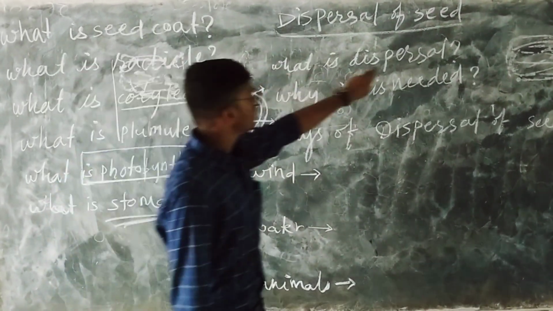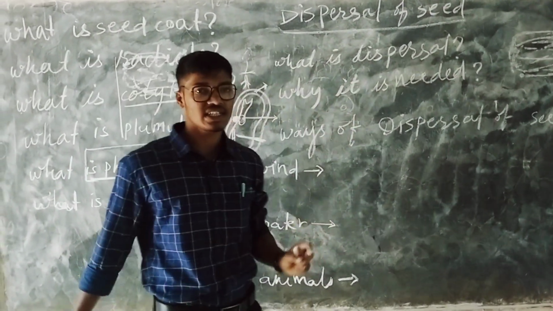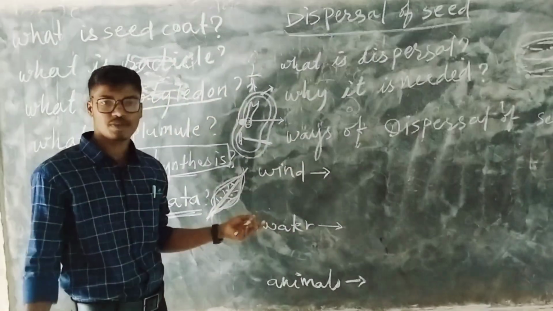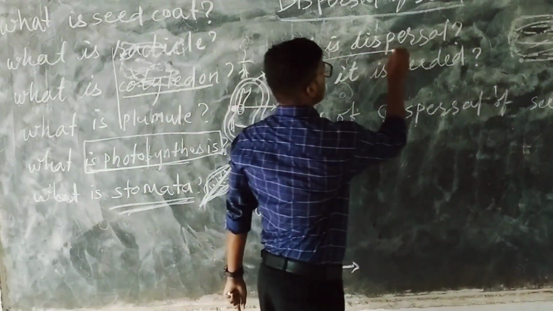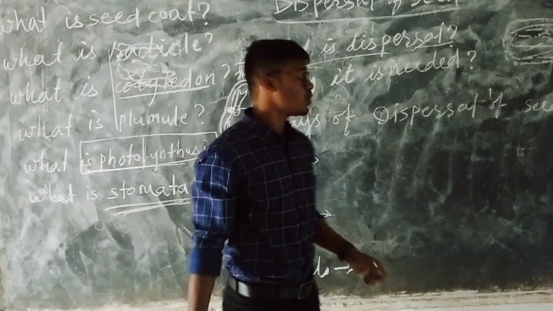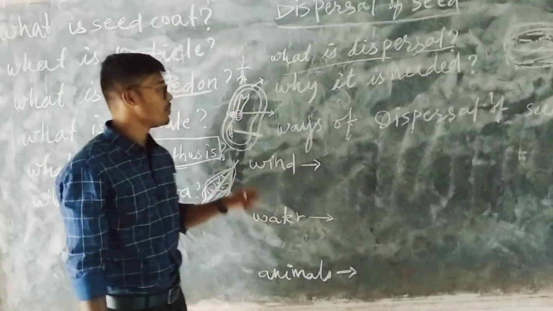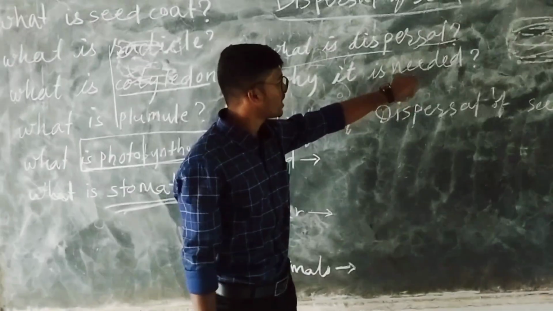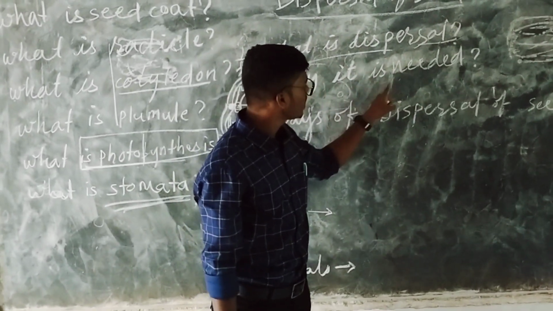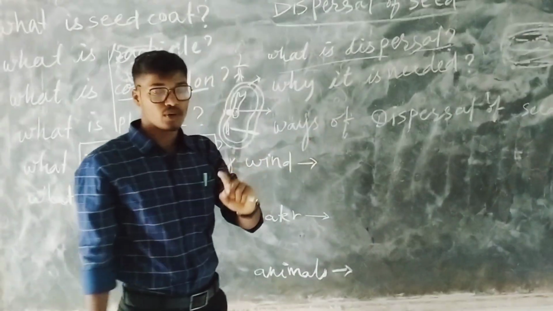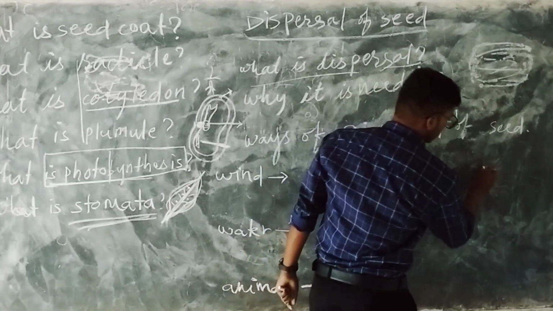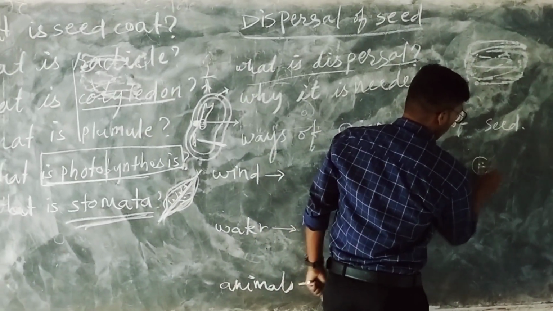What is dispersal? It means nothing, just to understand that it is scattering or spreading. Why do we spread the seed? Why don't we put them near? Why is it necessary? Because suppose there are so many seeds near.